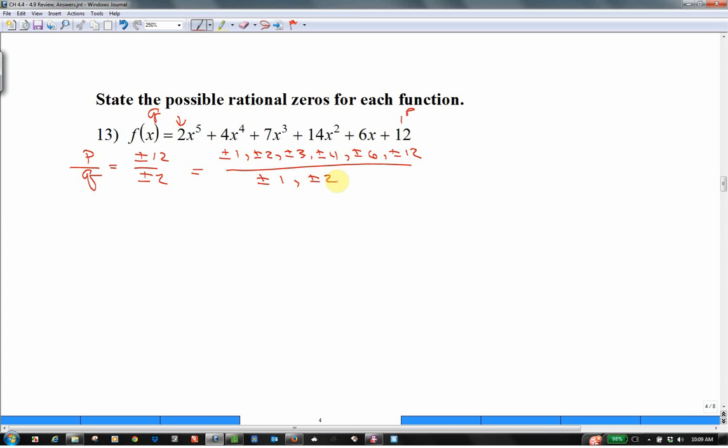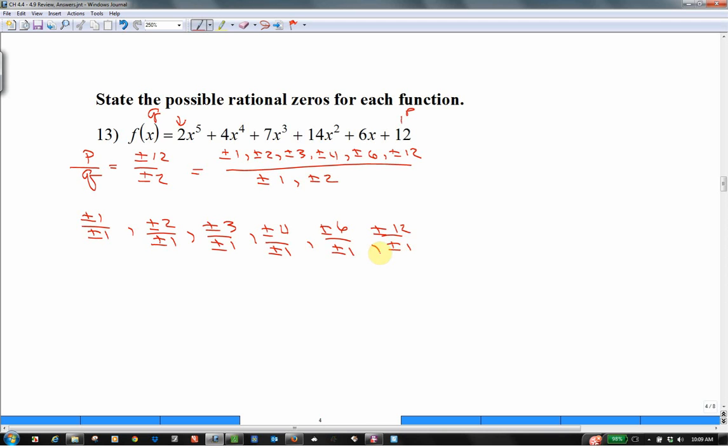So now all we have to do is make the list. So I'm going to start with all the factors in my numerator over the 1. So I would have plus or minus 1 all over plus or minus 1. I would have plus or minus 2 all over plus or minus 1. I've got plus or minus 3 over plus or minus 1. I've got plus or minus 4 over plus or minus 1. Plus or minus 6 over plus or minus 1, plus or minus 12 all over plus or minus 1.